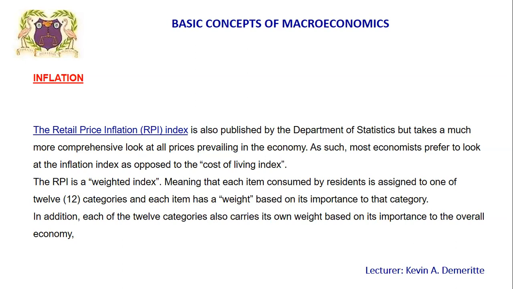A weighted index just means that each item consumed by Bahamians is assigned to one of 12 categories, and each item has a weight based on its importance to that category. In addition, each of the categories also carries its own weight based on its importance to the overall economy.